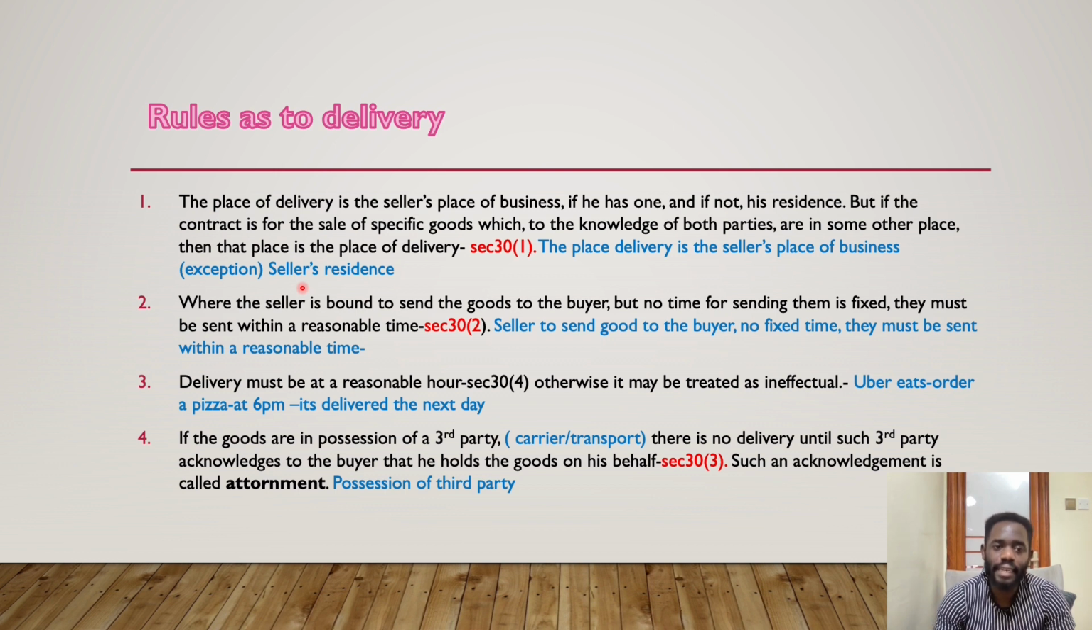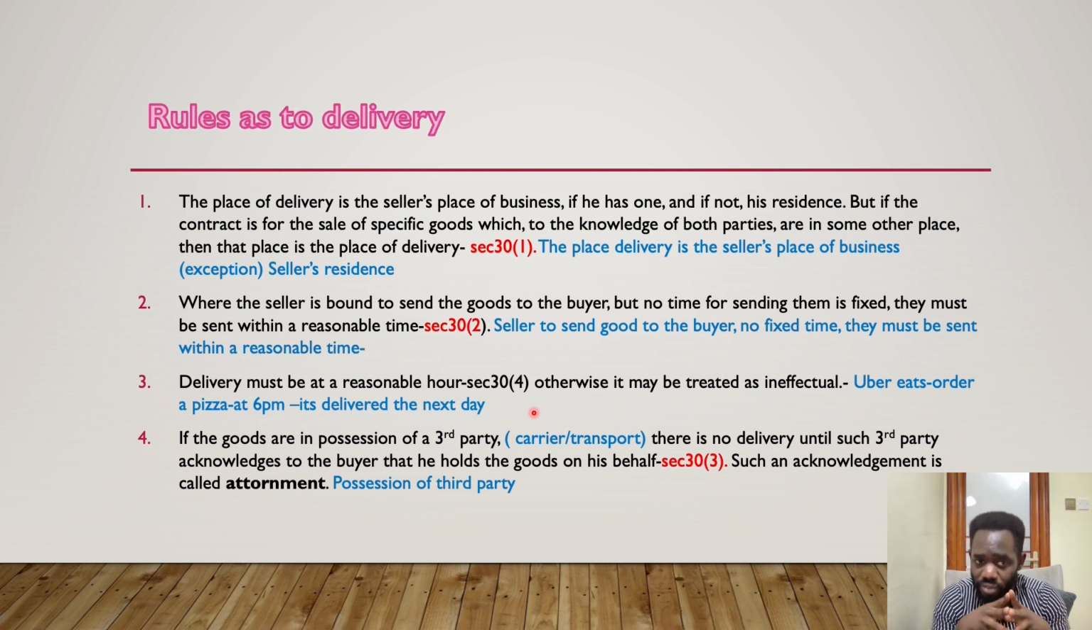Now, the third rule is that delivery must be at a reasonable hour. Otherwise, it may be treated as ineffectual. An example here would be that if I order a burger for lunch to be delivered to me in the next 1 hour, then it's delivered to me the next day or 2 days later, you can already tell that the delivery was not within a reasonable hour. And this is a rule under section 34 of the Sale of Goods Act. So most of the time we do these things without knowing that they're just normal transactions, but the law has actually provided the rules that guide delivery of goods when it comes to a sale of goods contract.